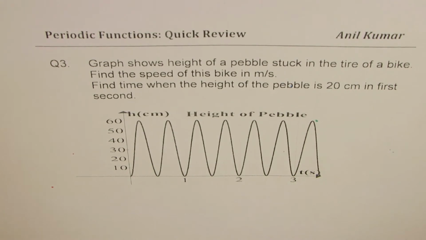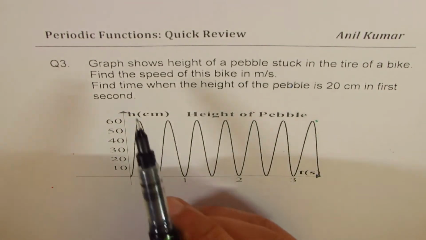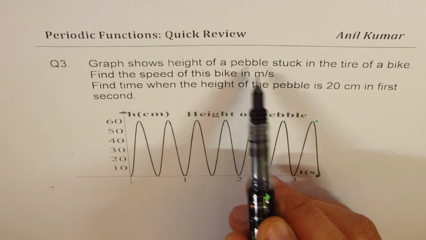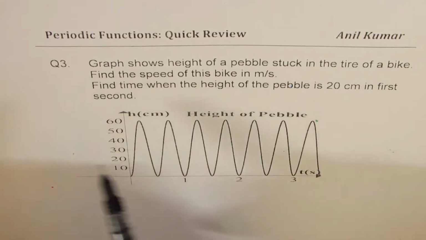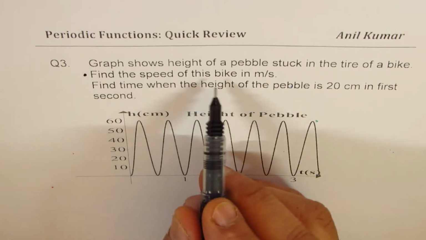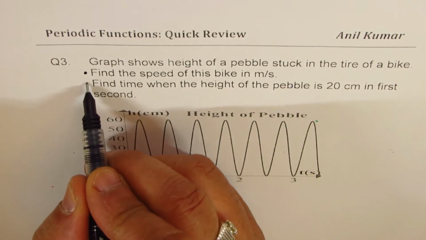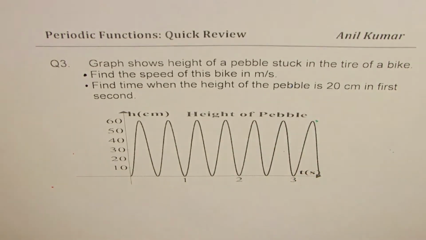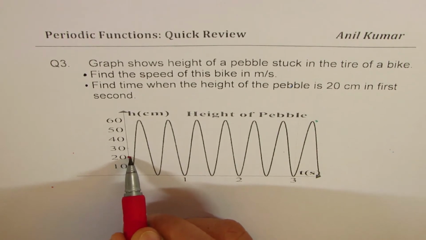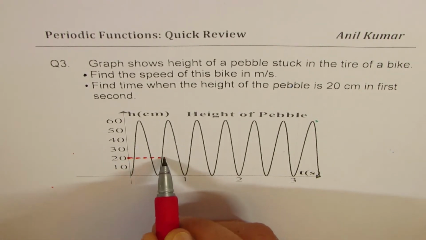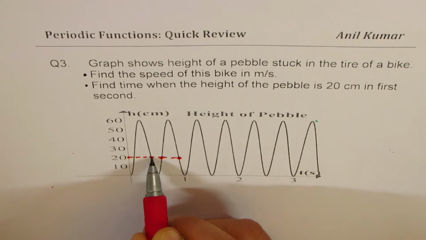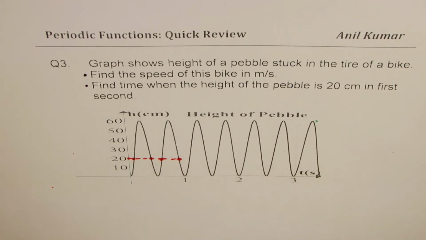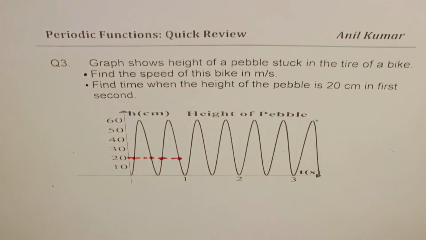The last question here, question number 3, is: the graph shows the height of a pebble stuck in a tire of a bike. Find the speed of this bike in meters per second, and find the time when the height of the pebble is 20 centimeters in the first second. So 20 centimeters in the first second, so we'll go up to here. These are the points which we need to find. I'd really like you to pause the video at this stage, try it out, and then look into my solutions.